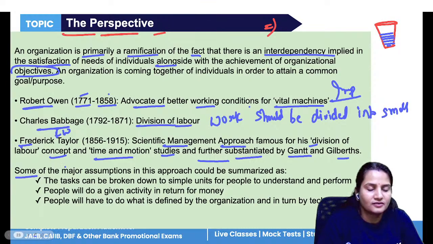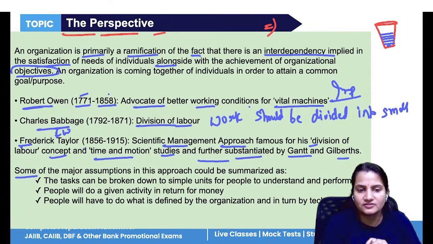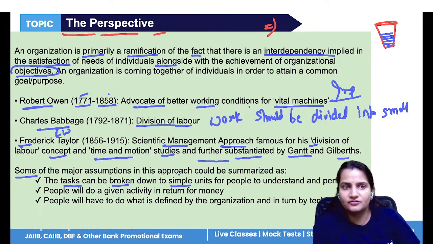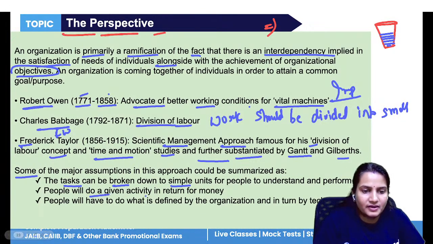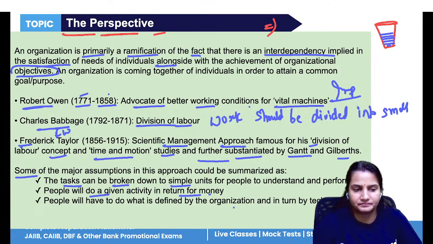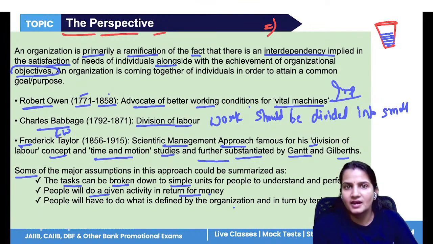Now, some of the major assumptions are there of Frederick Taylor. What are the assumptions? First assumption is that the work should be divided into simple units so that it is easy for people to understand, and they can perform in a better way. Now, people will do a given activity in return for money. If people are working in your company, then definitely in return they also want something. So they will only work when you provide them fair compensation, fair wages. Otherwise, they are not going to work.